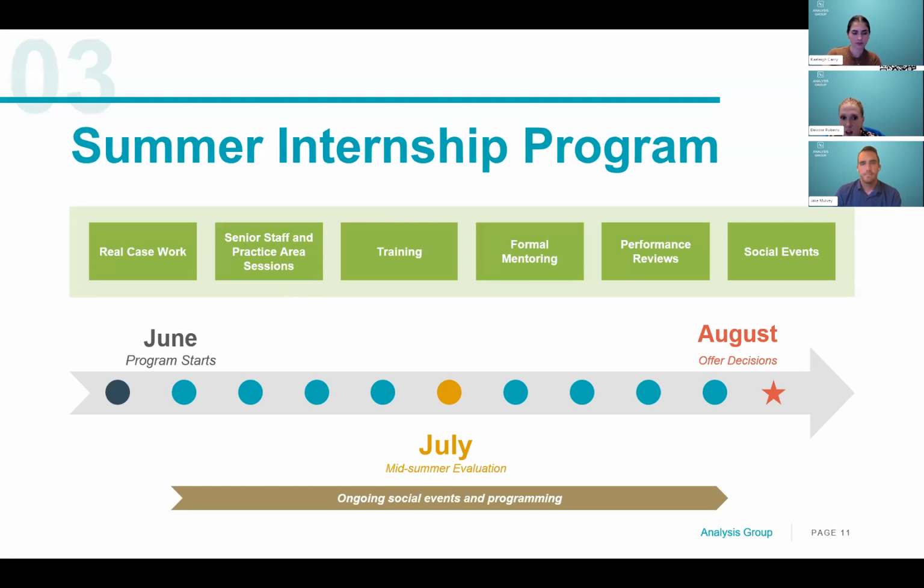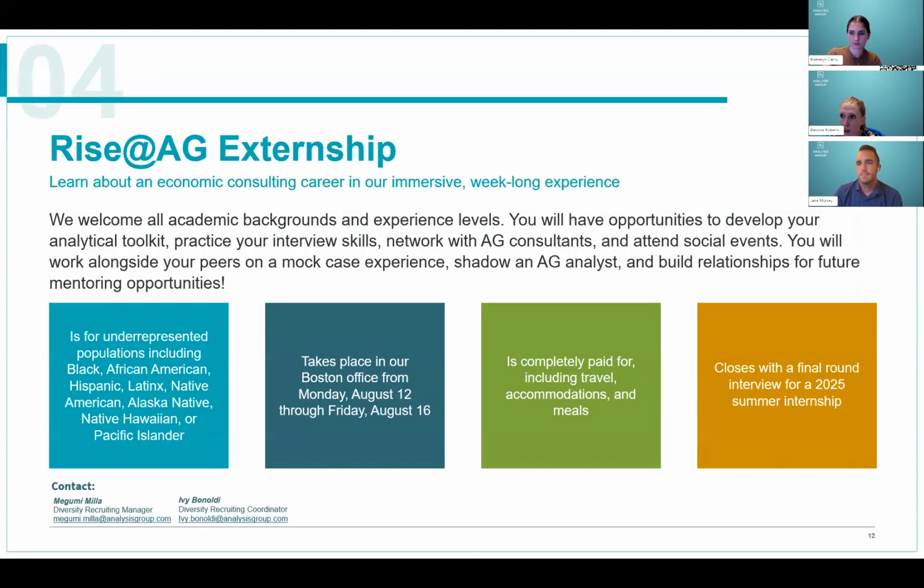And then before we go into our application deadlines, I wanted to also share an overview of our Rise at AG externship. So in addition to our summer internship program, we are so excited that we'll also be offering our Rise at AG externship for the third consecutive year as part of our DE&I initiative. So the externship is designed to introduce you to the world of economic consulting, and essentially it has many aspects of our 10-week-long summer program, but all aligned into 1 week.